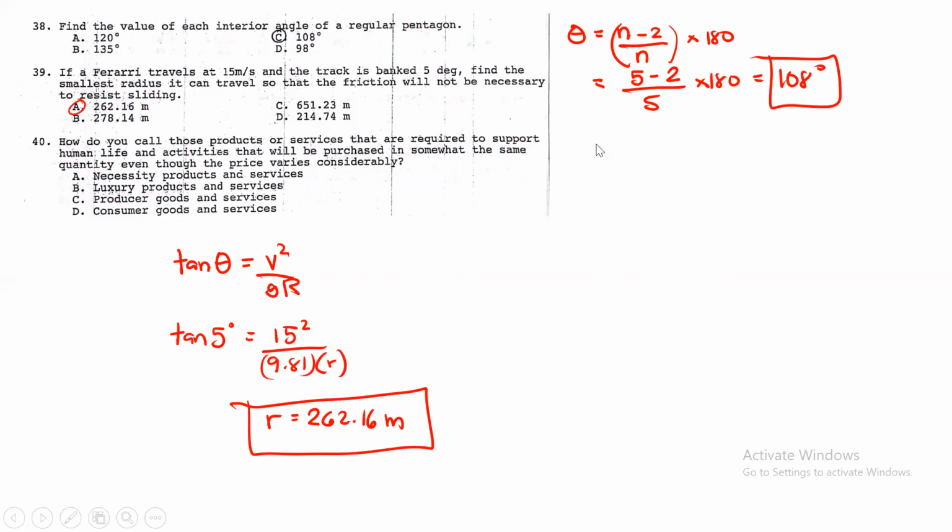Then 40, how do you call those product or services that are required to support human life and activities? So, kapag used to support, so automatic dyan, ang sagot dyan, guys, is letter A, necessity yan.